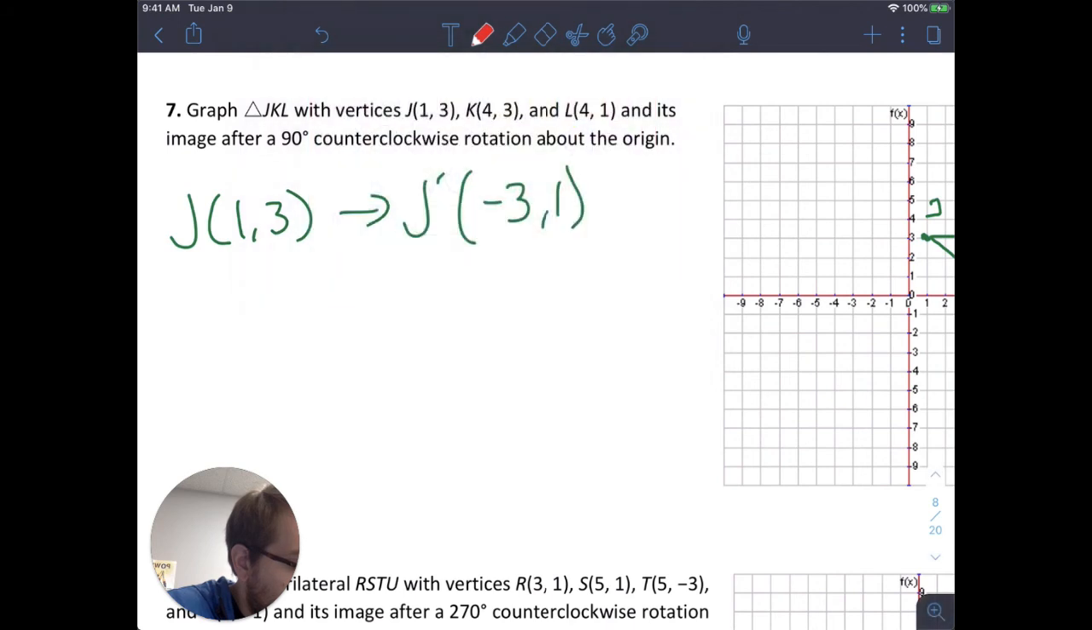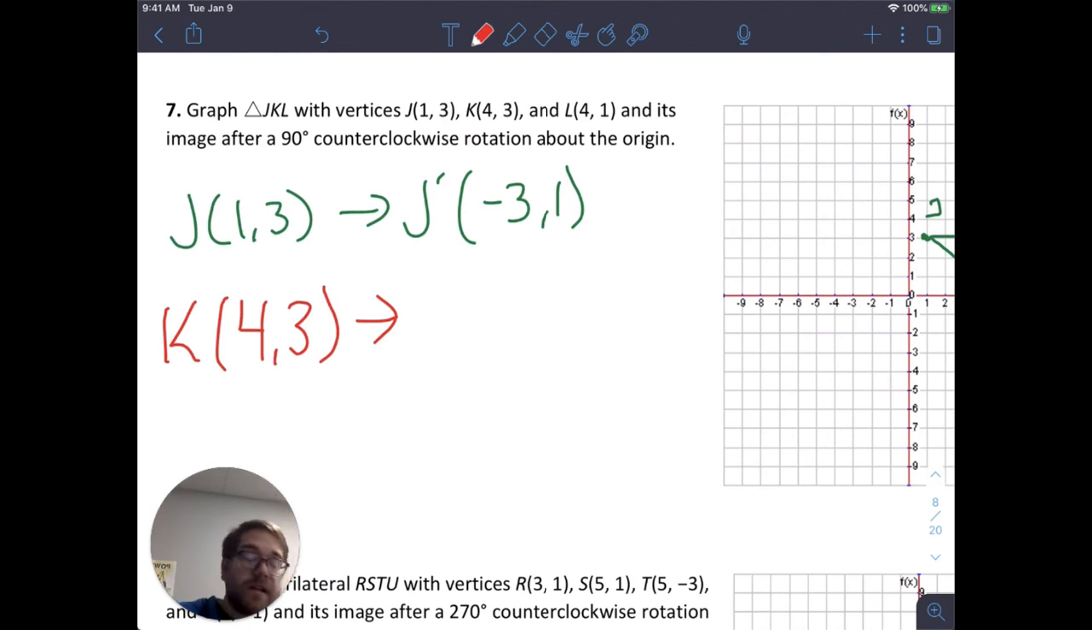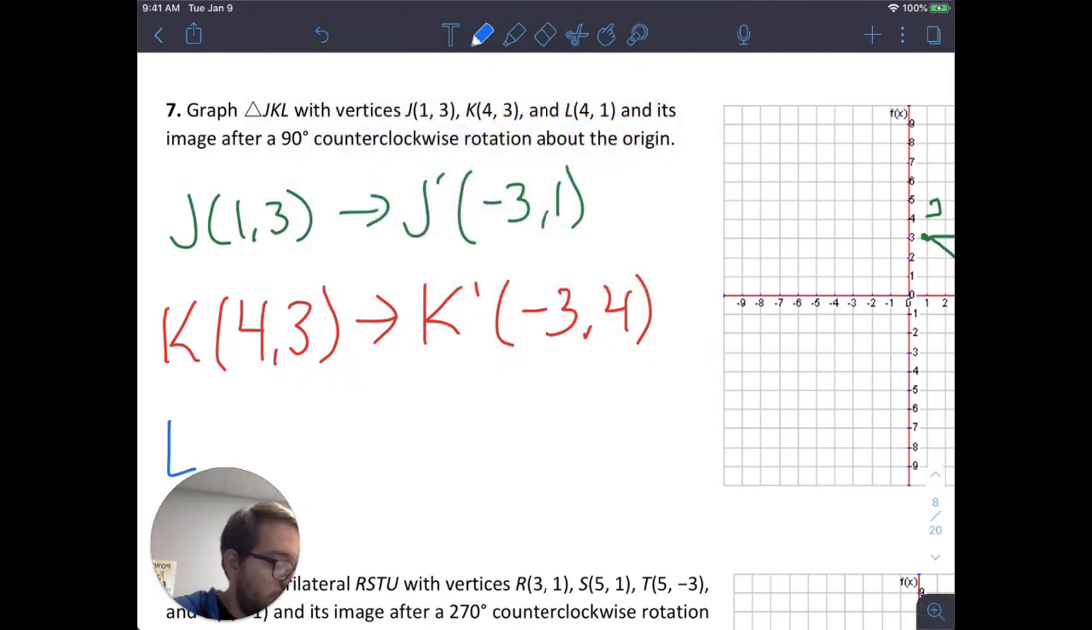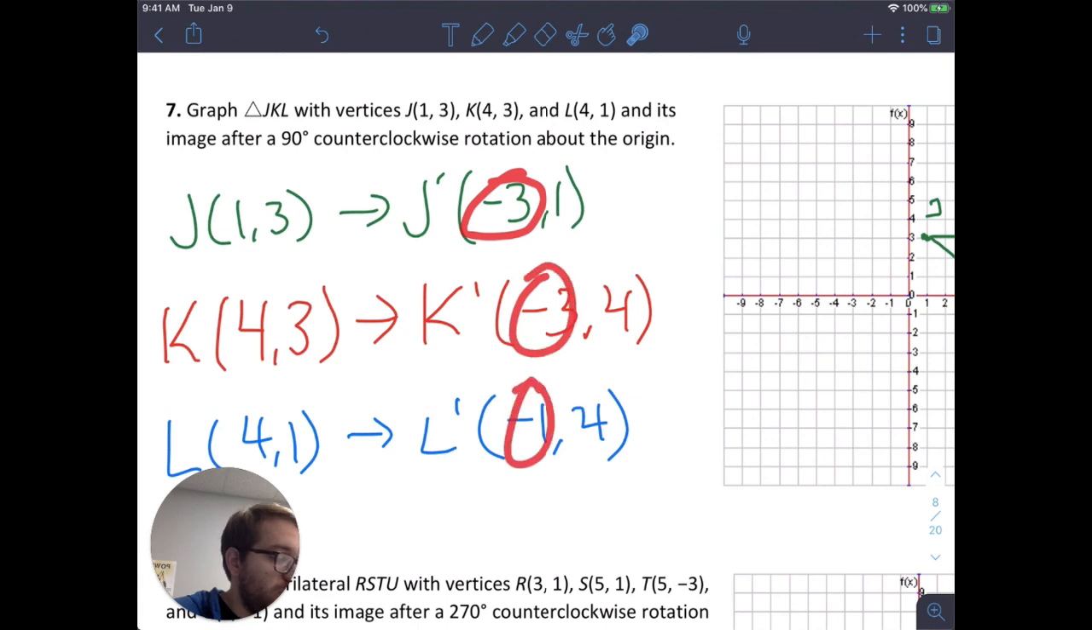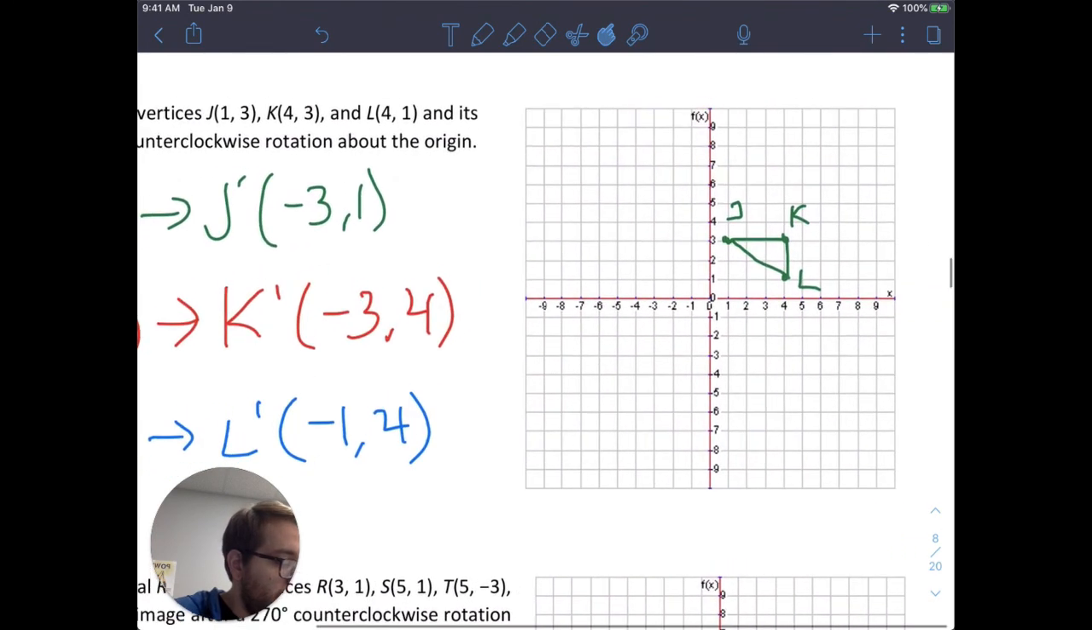Let me use a different color. K is at 4, 3. And I'm still rotating 90 degrees, so it'd be the same rule. This would be -3, 4. And L is at 4, 1. So L prime would be -1, 4. Okay? So again, just using my 90-degree rule. So you want to keep that in mind or have that in front of you. I'm just switching the order of the values and then changing the sign of that first number. And so I can then graph those points, and that would be my rotated figure.